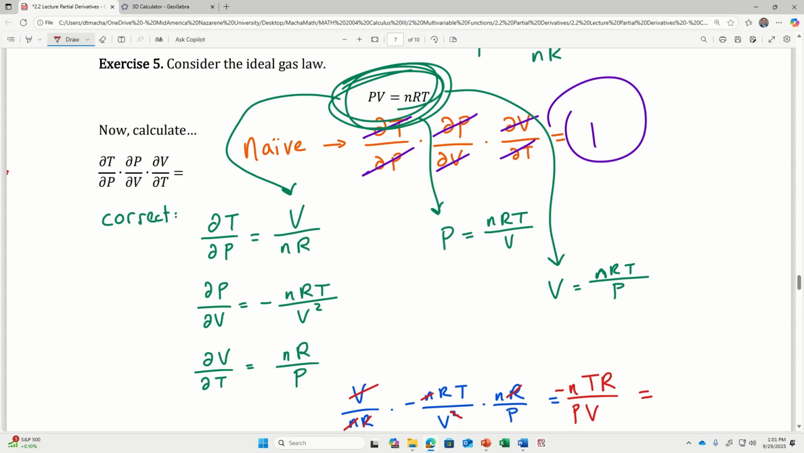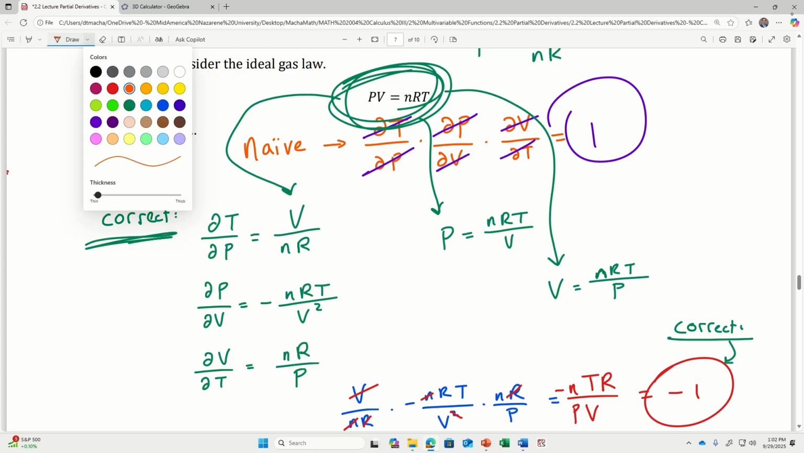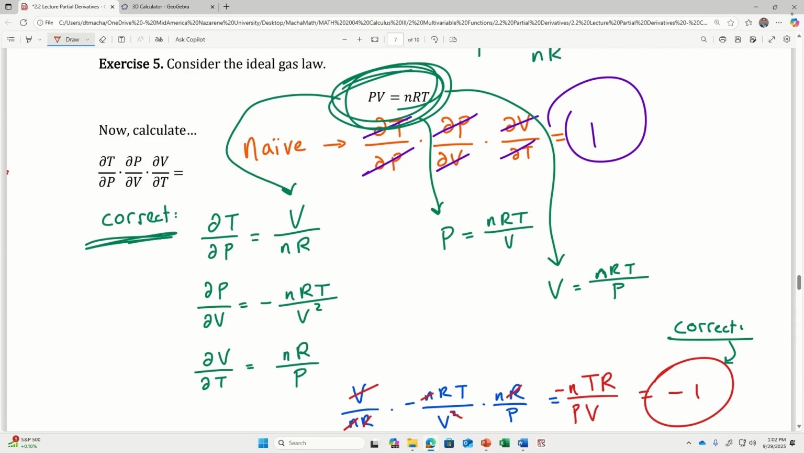If PV is equal to nRT, according to my equation that I started with, that means in the denominator, PV is equal to nRT in the numerator, which means that this is -1. And that's what I wanted to find, okay? So just to recap, the correct solution to this problem is actually -1. But if you were naive and you just tried to immediately start canceling out the partials, this would be incorrect. You'd only get +1.